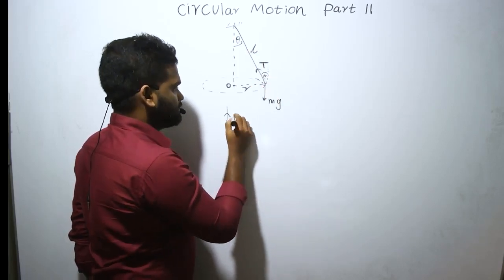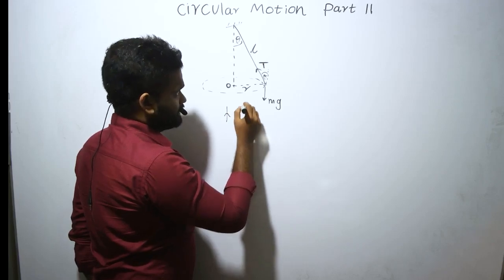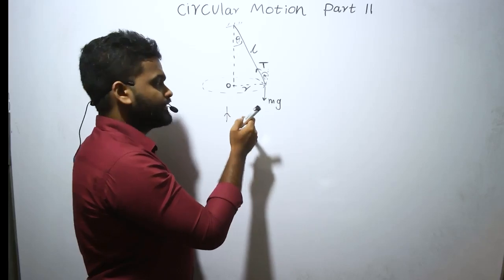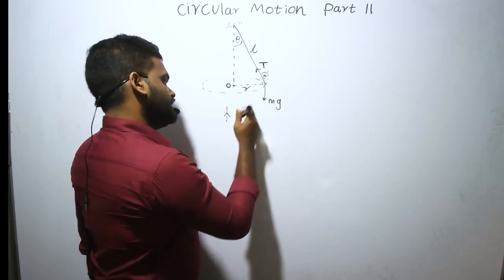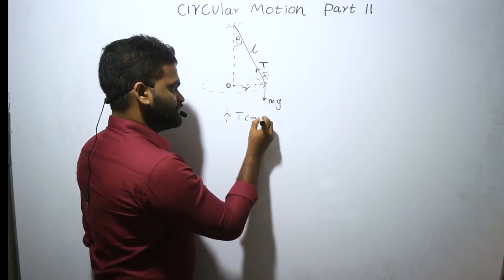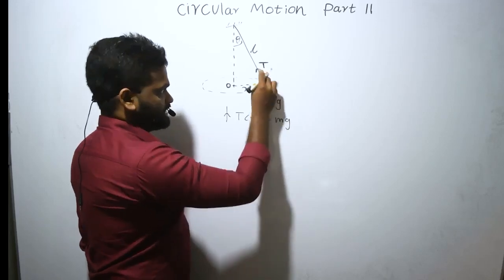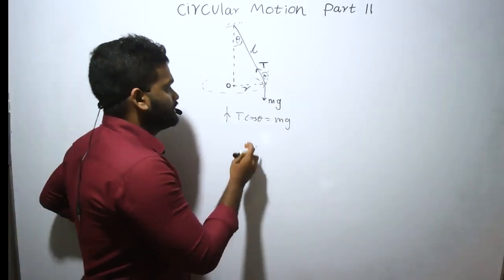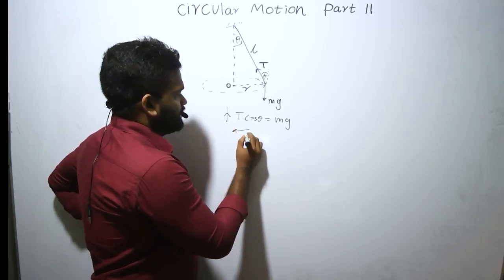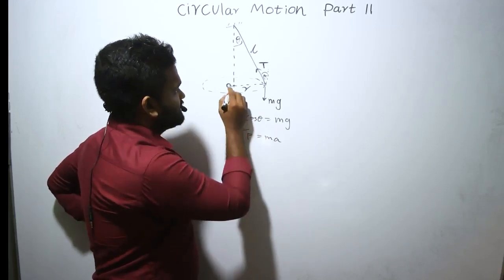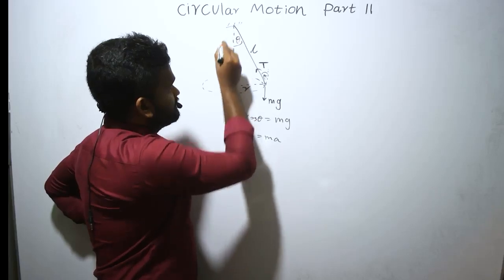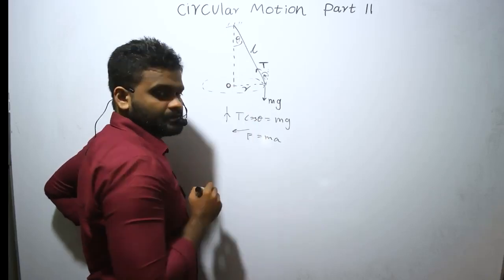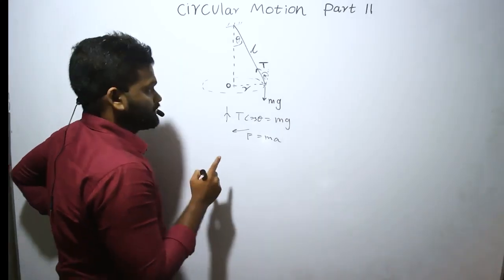First I'll apply it vertically. You can see there's no vertical motion. The motion is only horizontal, circular. So vertically, you can say T cos theta is equal to mg because there's no vertical motion. Then I'll apply F equals ma towards the center. The center is here, right? Not here. The center is here. This is the circle. Towards the center of the circle.